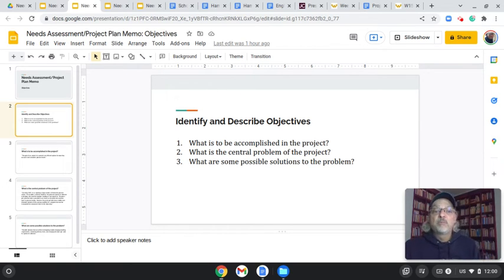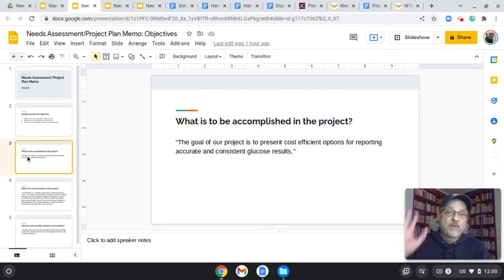What is to be accomplished in the project? What's the central problem of the project? What are some potential solutions? Now obviously we'll bring some of these things back in when we hit the introduction, but now we're going to use a little bit more detailed or expanded view, if you will.